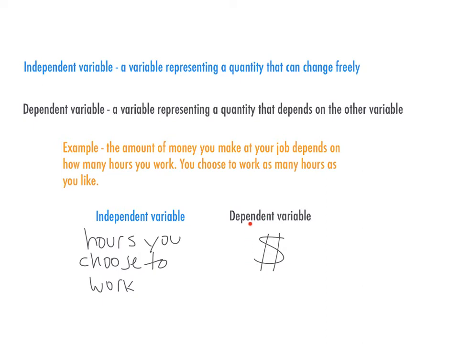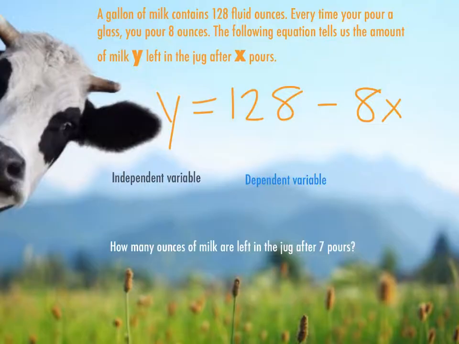So the amount of money you make depends on the independent variable, which is the amount of hours that you work. Alright, so let's do this little problem here. A gallon of milk contains 128 fluid ounces. Every time you pour a glass, you end up pouring 8 ounces out.